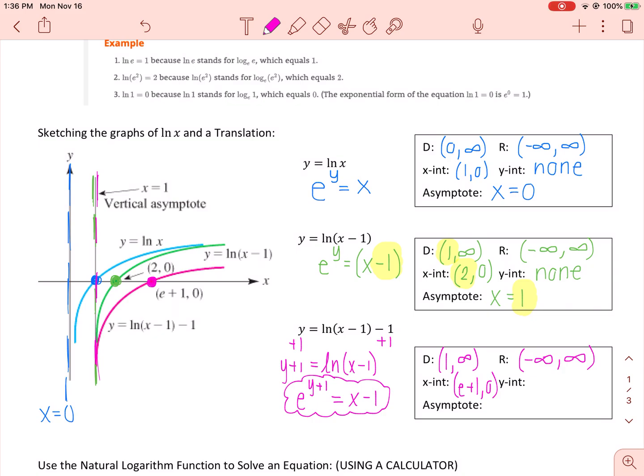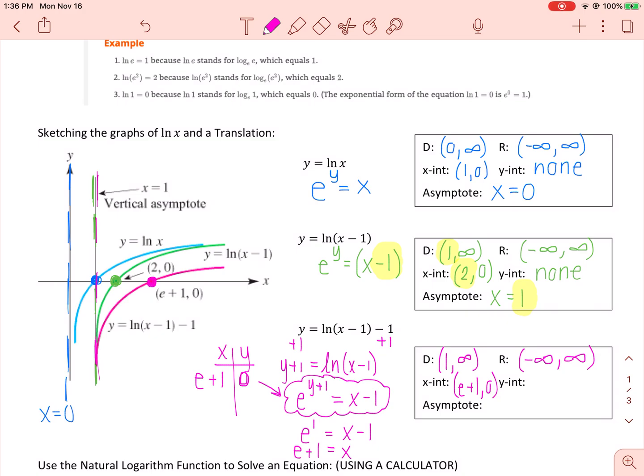I know it's from the graph, but if I do an xy table, I'm finding the x-intercept, which means y is 0. So if you go to this function, if you plug in 0, you will get e to the first, right? E to the 0 plus 1 is 1 equals x minus 1. We're solving for x, so add 1 to both sides. E plus 1 would equal your x value. So this would be e plus 1.